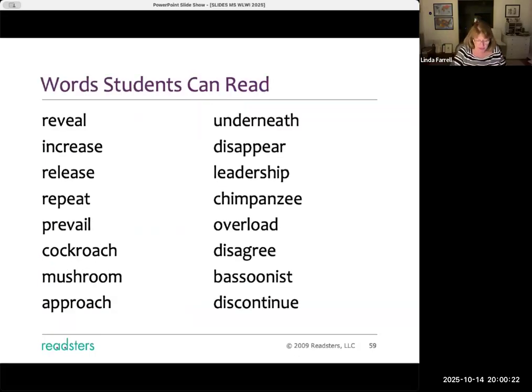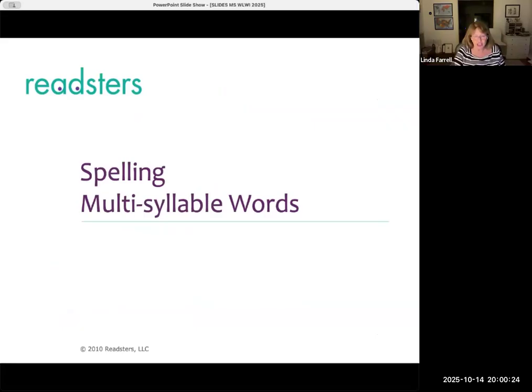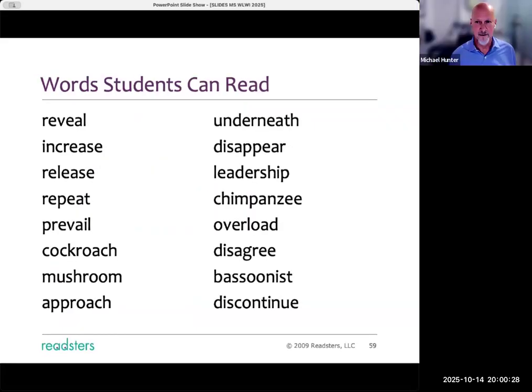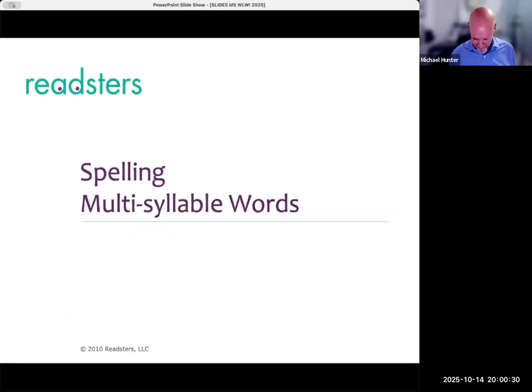A whole bunch of words open up, so just to let you know. And now, Michael, spelling multisyllable words. This is where we get into this. Finally, we get to spelling.